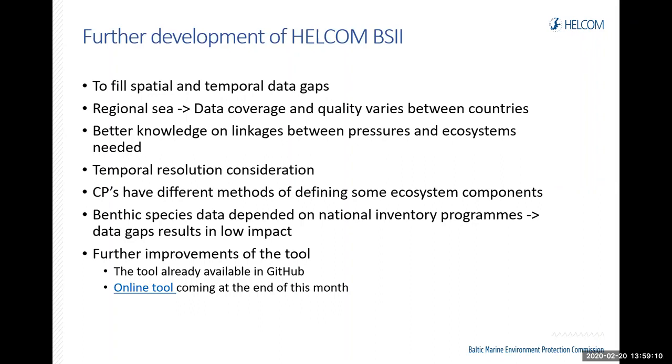And also the contracting bodies have different methods of defining some ecosystem components. They have different levels of inventory programs. And the fact is that if you don't have information on some species, it results in low impact because there is nothing to be affected by the pressures.